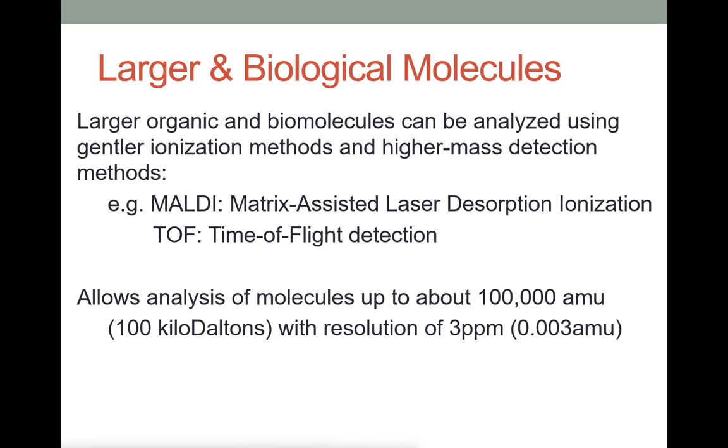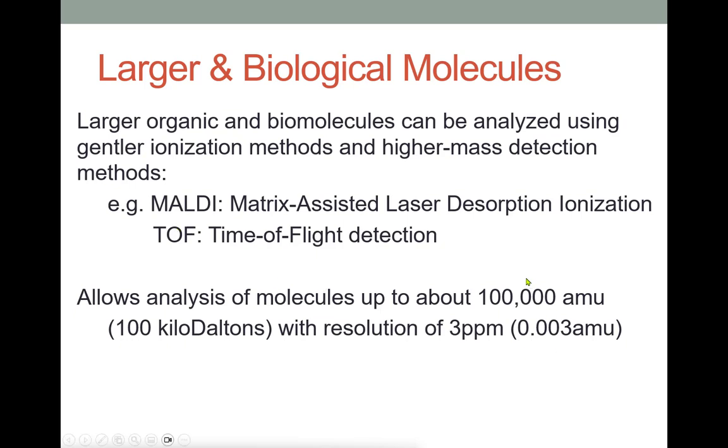So just quickly here at the end, I mentioned that for larger and biological molecules we often use a gentle ionization method, something that's not going to fragment the molecule into a billion pieces. And of course, our masses are going to be higher, right? So I mentioned MALDI-TOF as a common example of a protein mass spec technique.